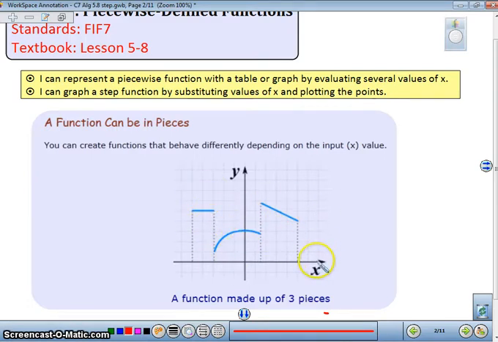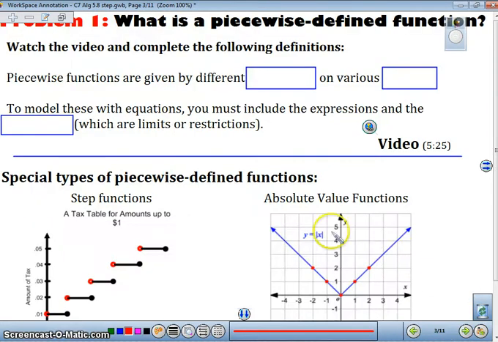All of these pass the vertical line test because at this point your graph is either here or up here. It's not going to have both of those, and you'll see what I mean by that as we look at the rest of the notes. So if we are watching this video, and I'm going to put this video on for you so you can watch it, I want you to complete the following definitions. Piecewise functions given by different blank on various blank, and by model which equations are included. So as you are watching this, look for those couple of things.